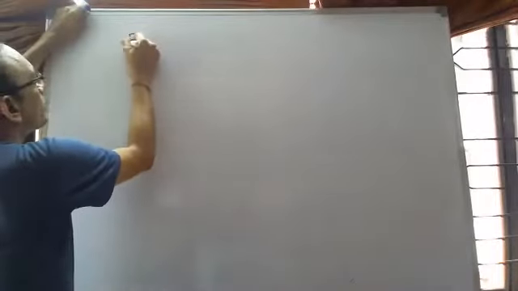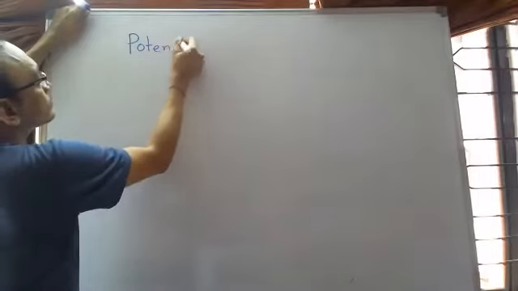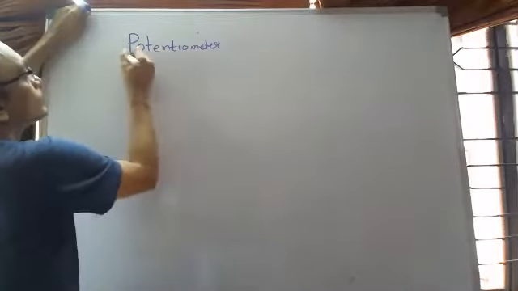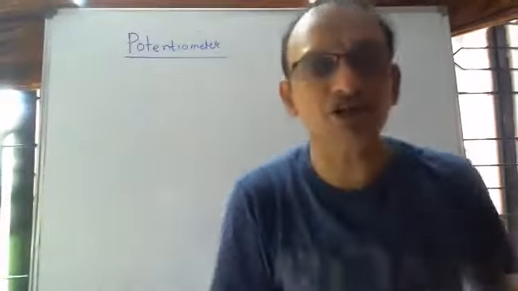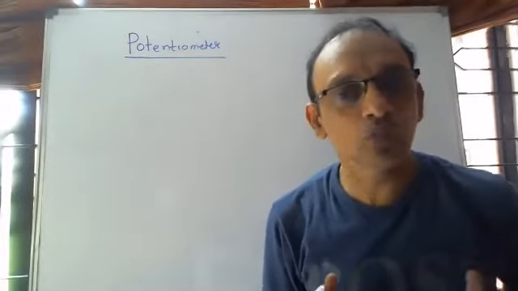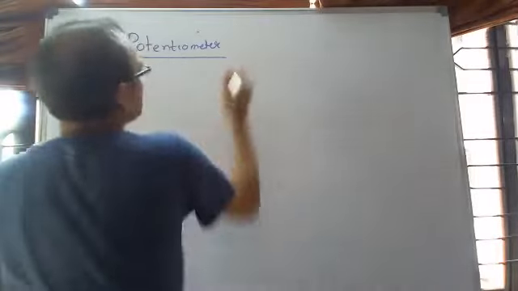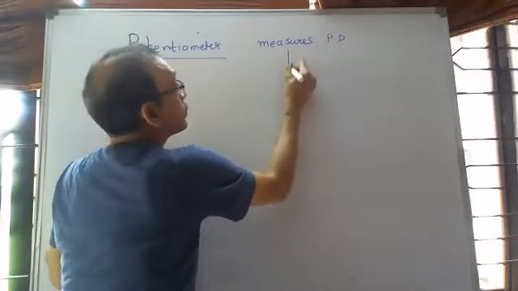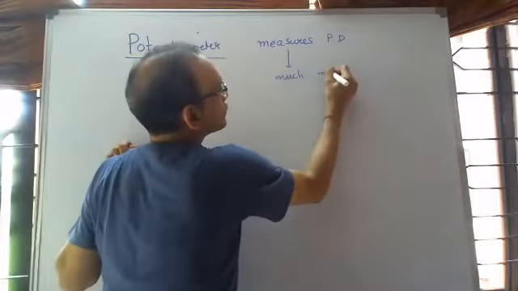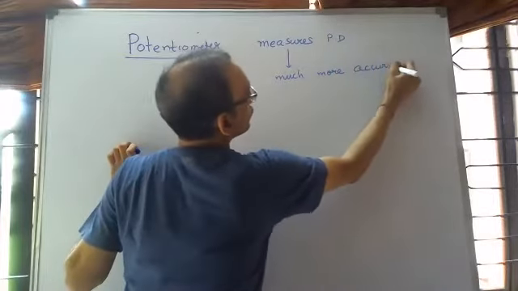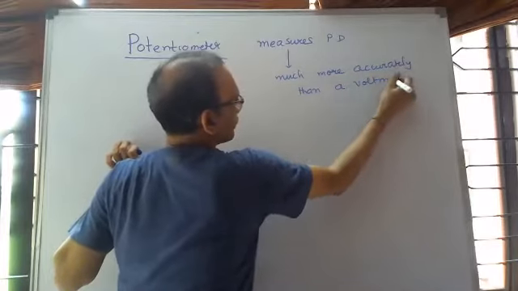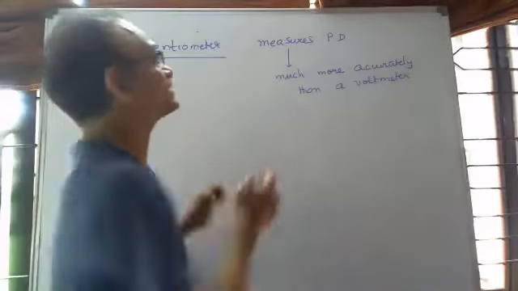So essentially that arrangement that I'm going to talk about is called a potentiometer. It's a meter that measures the potential difference between 2 points, much more accurately than a voltmeter. It's a lot more accurate than a voltmeter. That is its advantage.